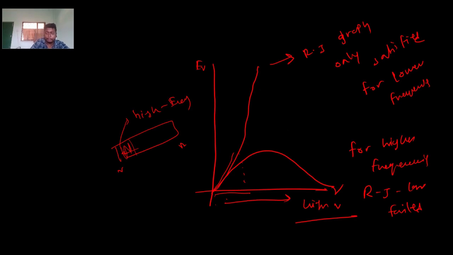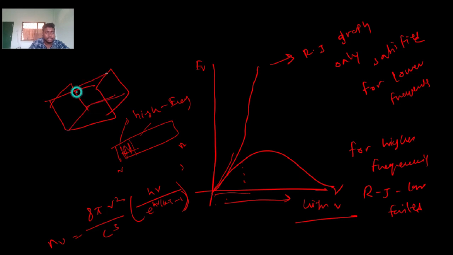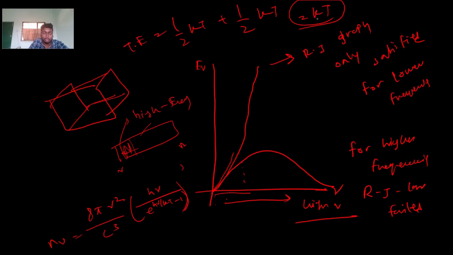We saw in the previous slide that the number of oscillators was 8 pi nu square by c cube. This is the n nu. By Planck's hypothesis, which we are going to show just after a few minutes, we got this one. But before that, Rayleigh-Jeans' law described from classical thermodynamics that the total energy associated with each harmonic oscillator was half kT plus half kT, and that equals kT. Inside a black body, from the total nodes of vibration, we get the total energy to be half kT plus half kT equals kT. I am not going to show how this term comes, because that takes time.